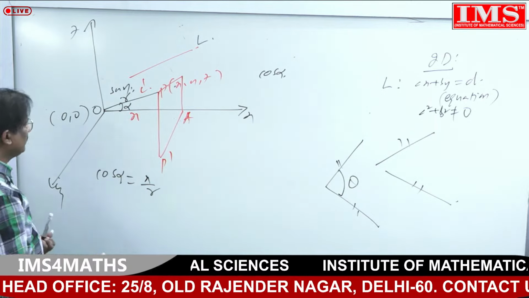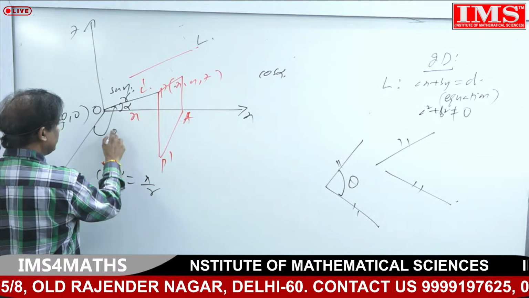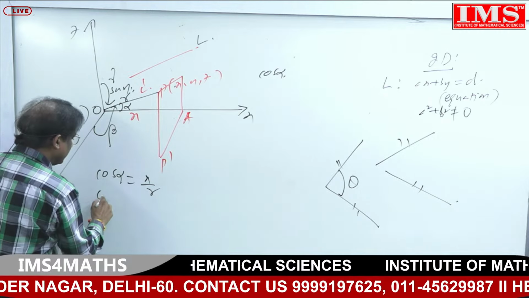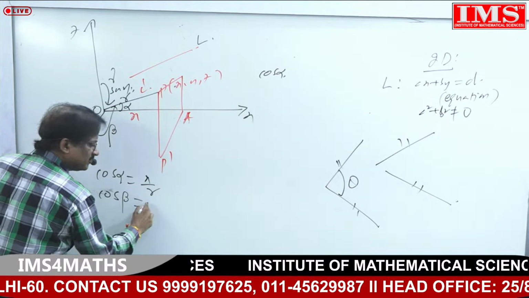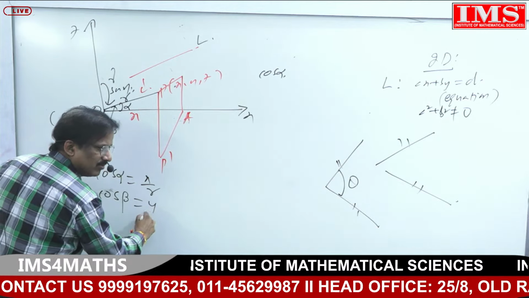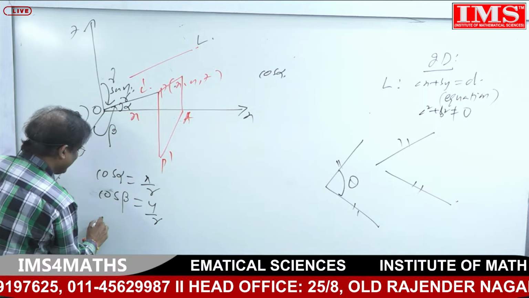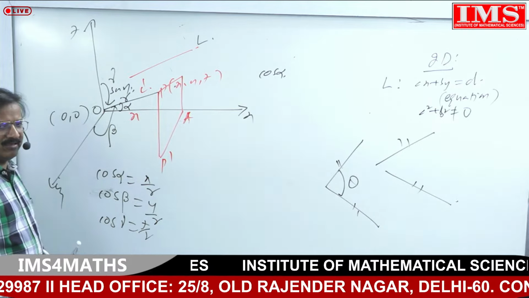And when I work it out with the positive direction of the y-axis, that is beta, and the positive direction of the z-axis, that is gamma. Cos beta, what is cos beta? Y by R. Similarly, cos gamma I would like to find here: Z by R. Yeah, so obvious.